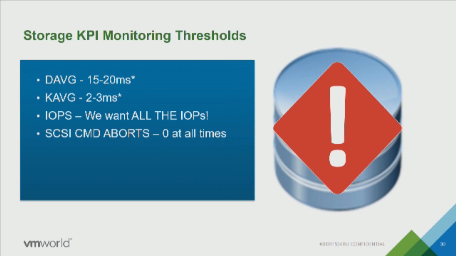You've got your kernel average. Now, this is when I say, "Hey, I need some storage," how long does it take to go to the VM kernel and acknowledge that? So that should be less than 2 to 3 milliseconds. And of course, we want all the IOPS. We want really high IOPS and really low latency. And then, of course, your SCSI command abort saying, for one reason or another, and most likely maybe you've got too many outstanding SCSI commands, which is something you can see in ESX top, that might cause an abort with the timeout.